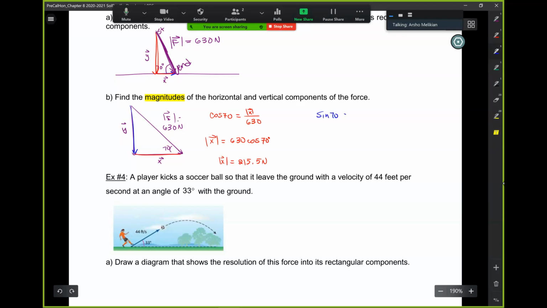Okay, y. Sine of 70 is the magnitude of y over 630. Multiply both sides by 630. So y is 630 sine of 70. So y is 592 newtons. We can use calculators for this. Okay. What should we round to? Usually, I'll specify on tests, but usually 10.